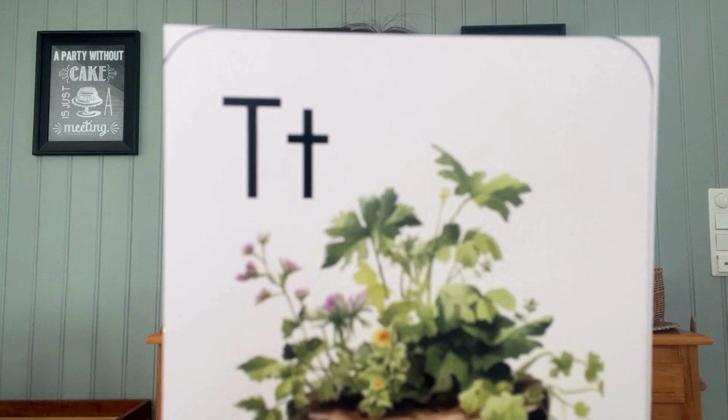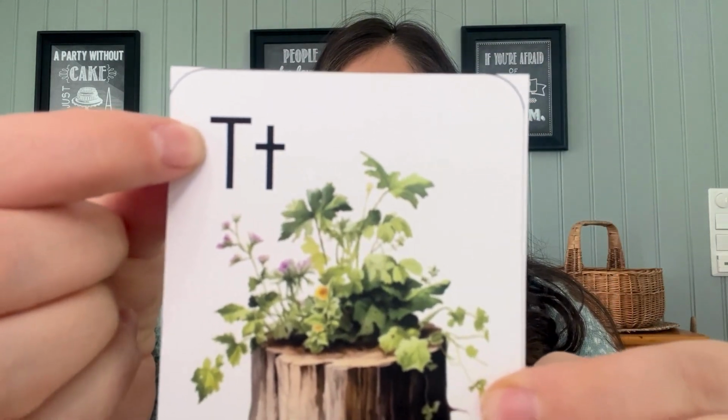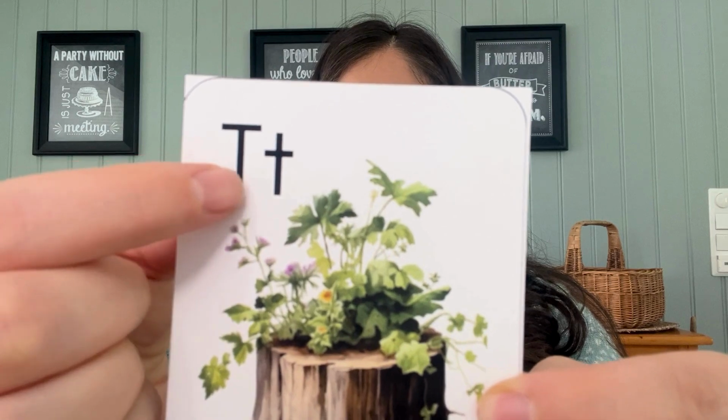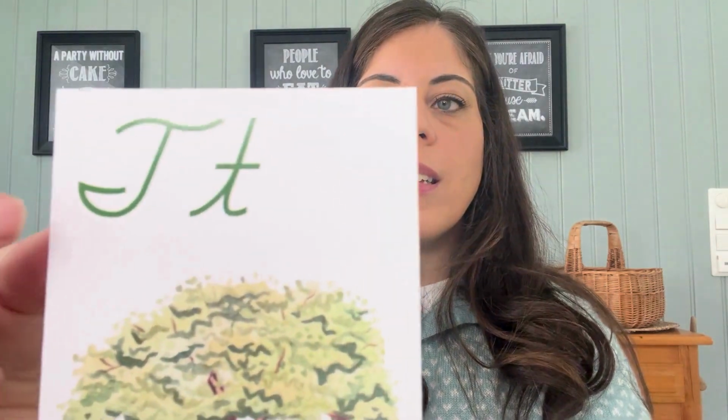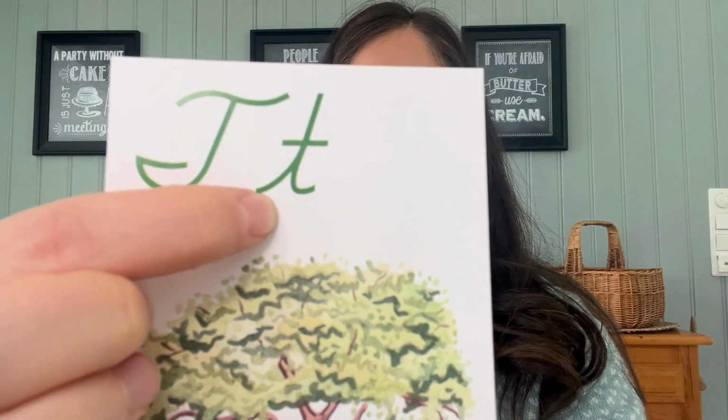That is the name of this letter. See here on my card, I have capital T, little t. Capital T, little t. Now here I have a cursive T. Cursive capital T, cursive little t. So what is the name of our new letter? The name of our letter is T.